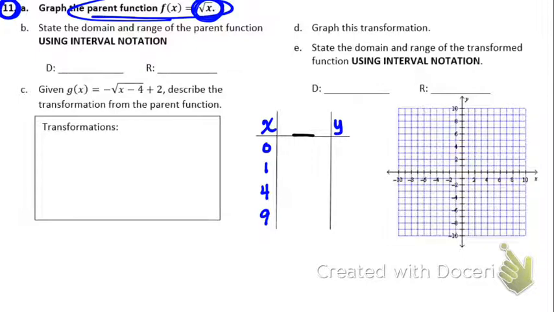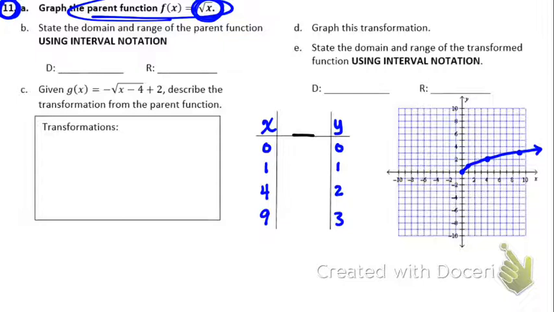A radical, a square root. So I'm going to be taking the square root of all of these. So 0, 1, 2, and 3. 0, 1, 4, 2, and 9, 3. Here's my parent. Please don't forget, guys, on the test, that parent function is worth points. Even if you can't do anything else on the graphing problem, graph the parent. You'll at least get a point.